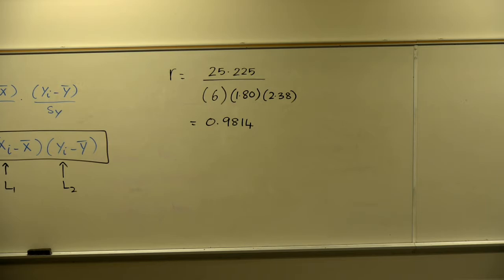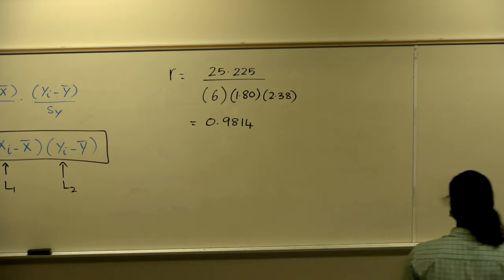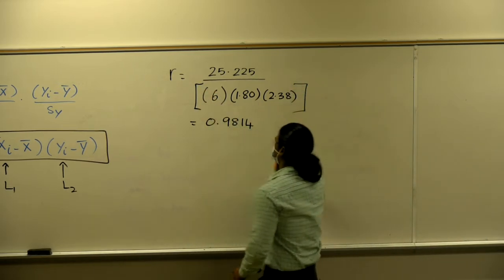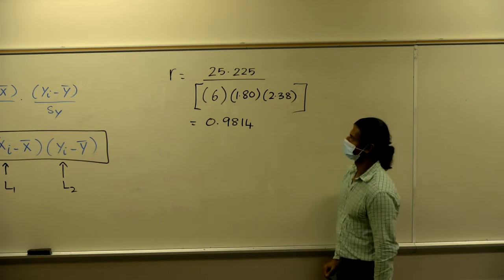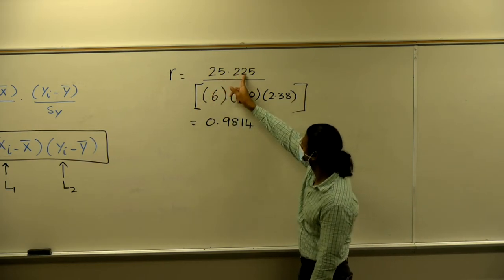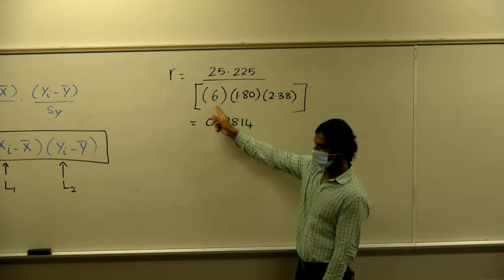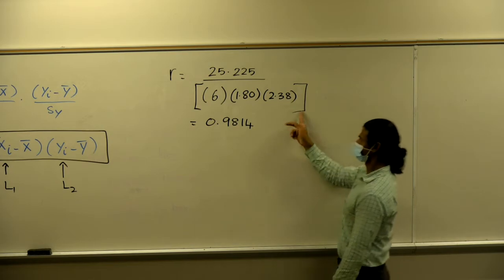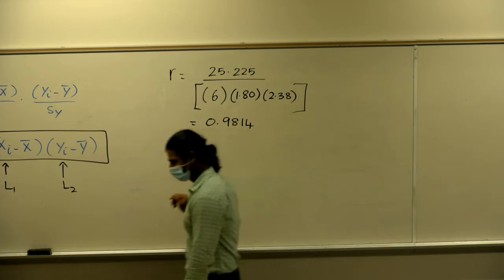You didn't put parentheses. So this entire thing has to be in the denominator. Yeah, it's in the denominator, see? When you do it that way, it's going to divide 25.225 by 6 and then multiply by these two. So you have to put another set of parentheses.